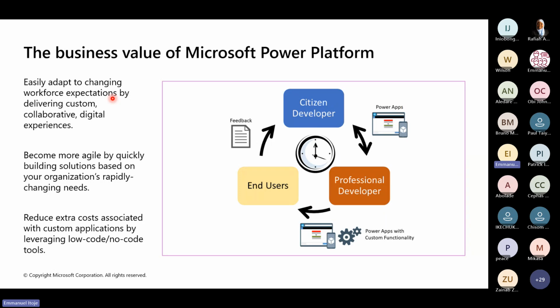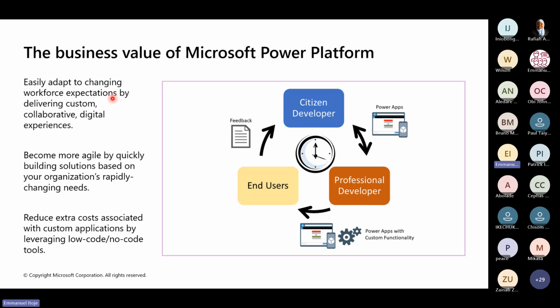So there's a need for organizations to adapt to fit the way they work. They grew up in the world of tailored experience and collaborating through social media, so to best apply their ability, what organizations need to do is deliver a more custom, streamlined, and collaborative data experience. So organizations have to really adapt to that, and also become more agile by quickly building solutions based on their rapidly changing needs, right?